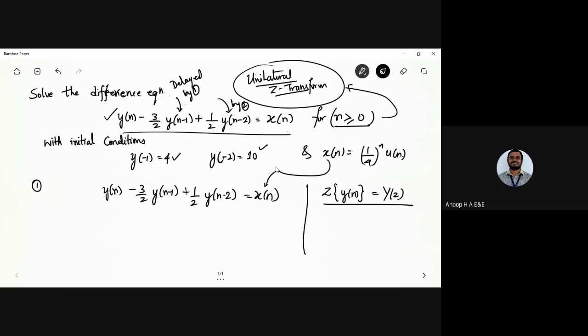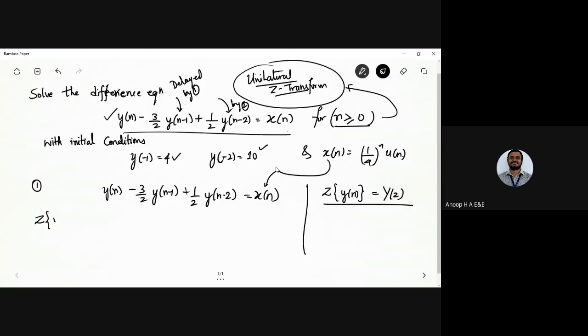Most of you will go wrong. You will just apply the Z transform depending on the time shifting property, and then you will come to the answer. Please observe carefully that it is n greater than or equal to 0, then you are going to apply the unilateral Z transform. So let me apply the unilateral Z transform quite carefully.